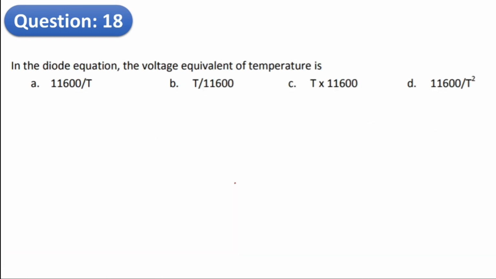Next, question number 18. In the diode equation, the voltage equivalent of temperature. We know that the diode equation is ID equals IS, that is saturation current, into e to the power V divided by eta Vt. This Vt is the thermal equivalent or voltage equivalent of temperature, and Vt equals T divided by 11,600. So option D is the right answer for this question.